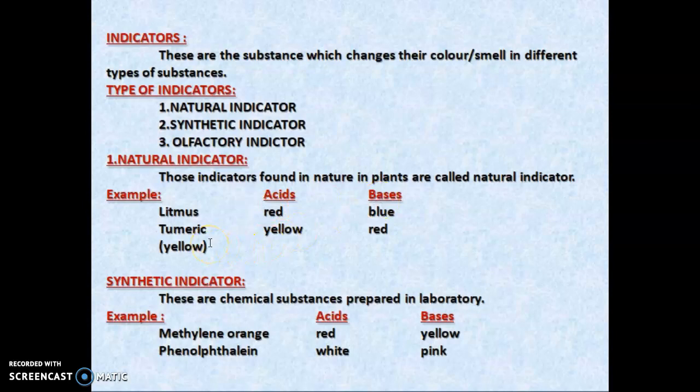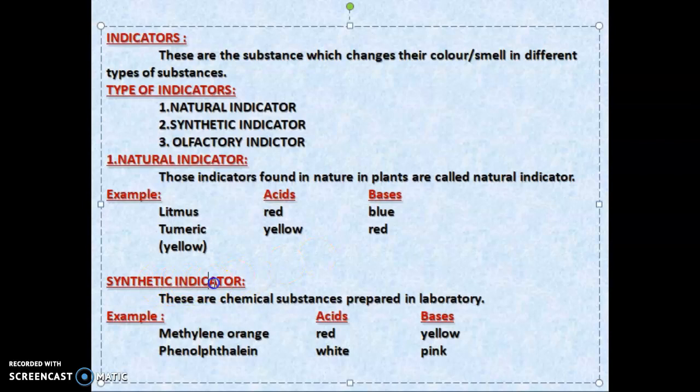Turmeric is yellow in color. You can prepare a turmeric paper at home. Dissolve the turmeric in water and keep the paper inside. After that, dry the paper and you can use it in both acid and base. The turmeric paper will always be yellow. In acid it stays yellow, while in base it changes into a red color.